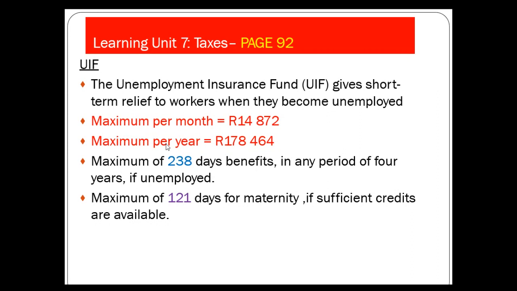But if it is per annum, the maximum is how much? It is 178,464. And remember, the benefit that you can get from the UIF is 238 days of benefits in any period of 4 years if unemployed, or a maximum of 121 days for maternity if we still have sufficient funds to cover the maternity. Okay, so just basic understanding around UIF.